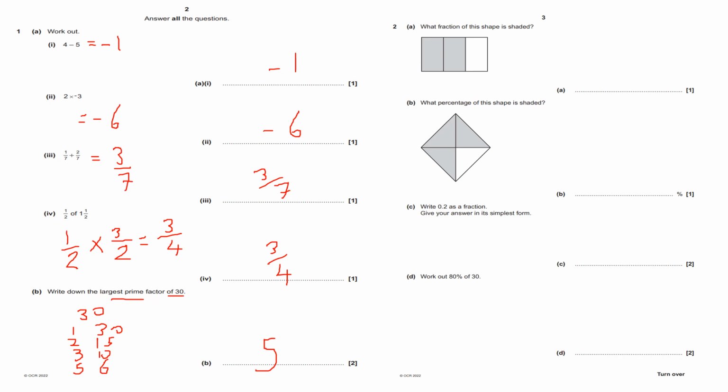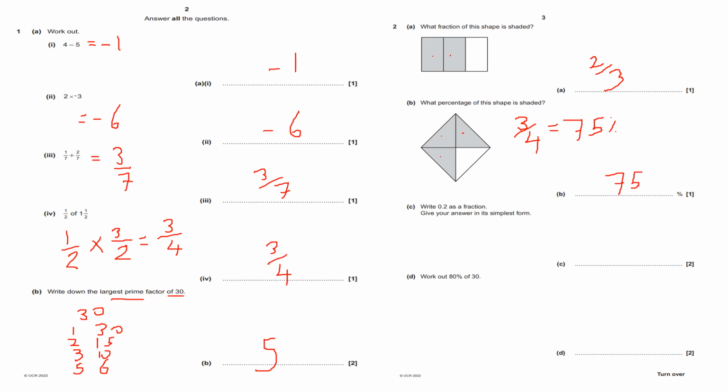Question 2a, what fraction of the shape is shaded? Well, it's 2 out of 3 parts. So the answer is 2/3. Part B, what percentage of this shape is shaded? Well, it's 3 out of 4 parts. So the answer is going to be 3/4 as a percentage. That's equal to 75%, because 1/4 is 25%, so times it by 3 and I'm going to get 75%.